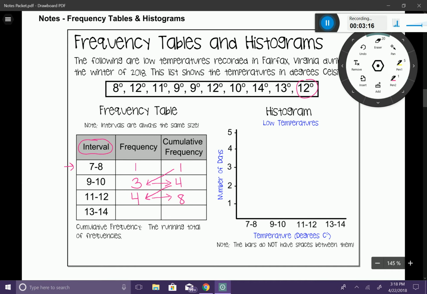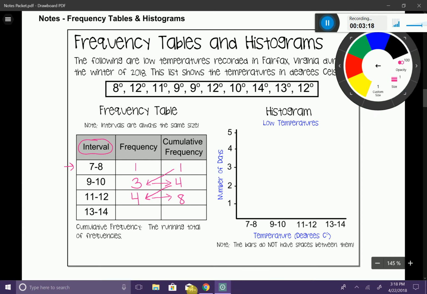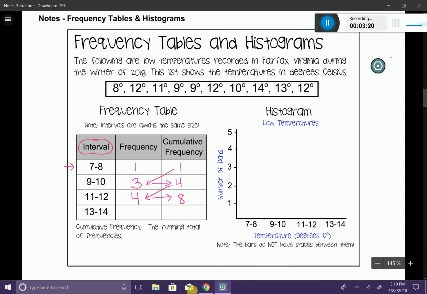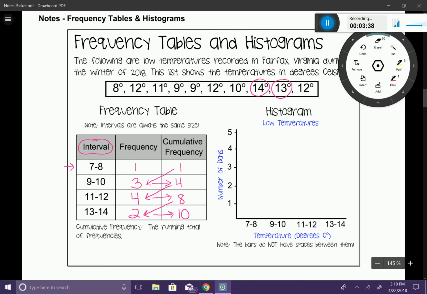My interval is going to be 13 and 14. So let's see how many there are. I have a 14 and I have a 13. So I have 2, and I'm going to write a 2 as my frequency. And my cumulative frequency is going to be that 8 plus that 2, which gives me a 10. And I'm done with my frequency table. Now, you don't actually need those arrows in your frequency table. It's just kind of helpful sometimes, but this is all you really need.